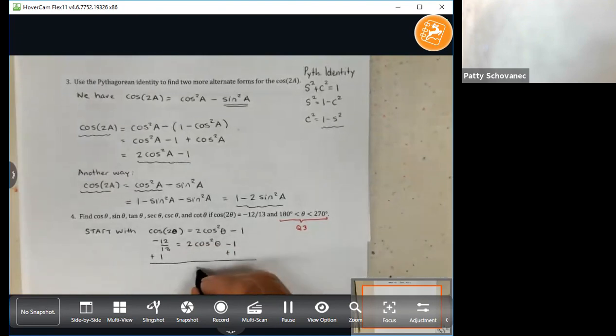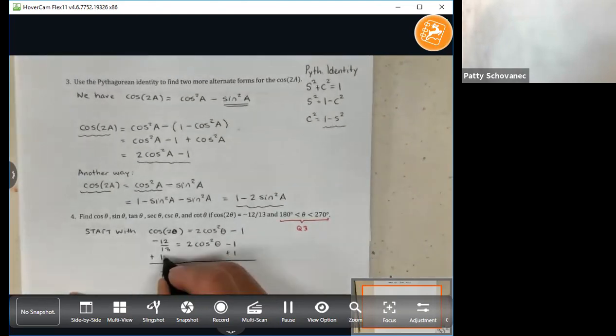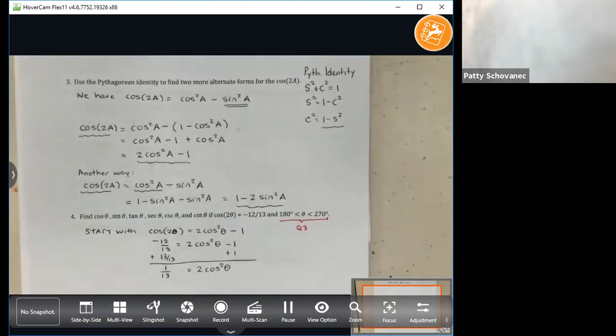So here I'll have 2 cosine squared of theta. In order to add 1, I need a common denominator. So think of this 1 as 13 over 13. So I have negative 12 over 13 plus 13 over 13. That's positive 1 over 13, because this one is 13 over 13. Now I'm going to divide by 2. Dividing by 2 is the same as multiplying by a half.